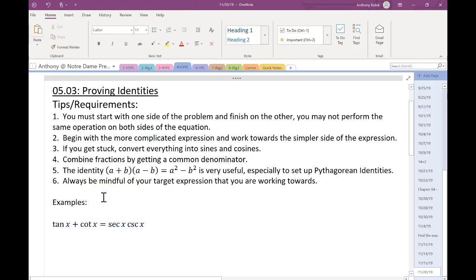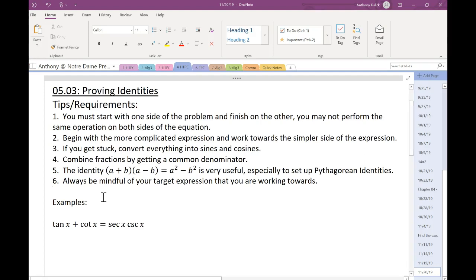Okay, in section 5.3, we're going to be talking about proving trig identities. Try not to be too scared by the P word there.